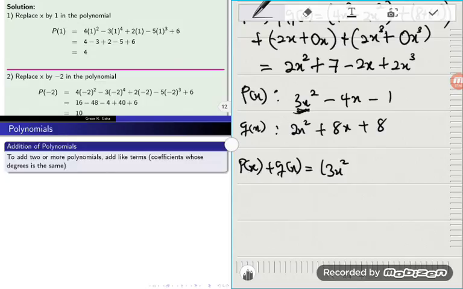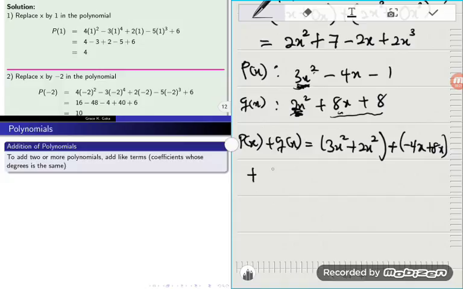The degree of this first term here is 2, and so we can only add it to the first term of the second polynomial which has the same degree 2. So plus 2x squared. We move on to the second component, which is minus 4x. Now the degree of this term here is 1, and so the only term in here that we can add it to is the second term whose degree is also 1, so plus 8x.